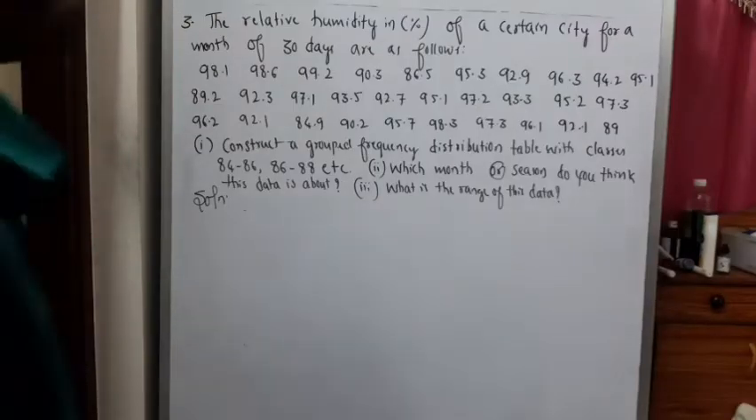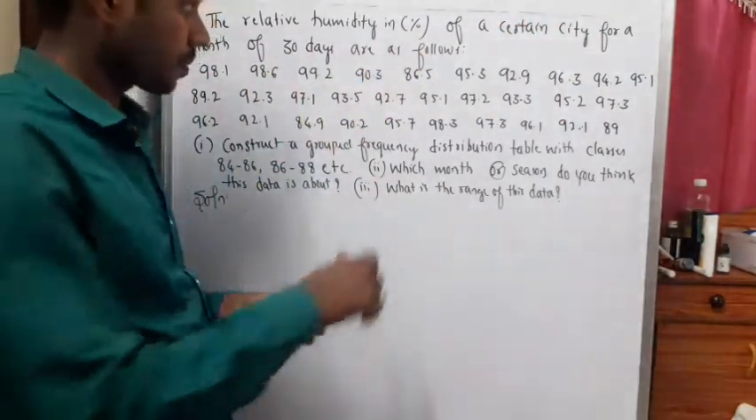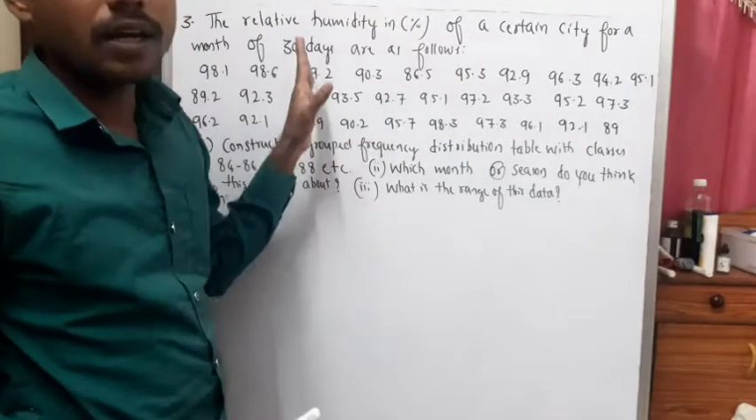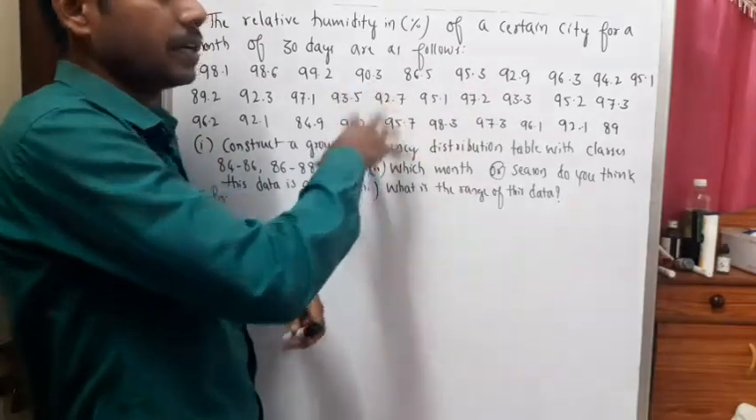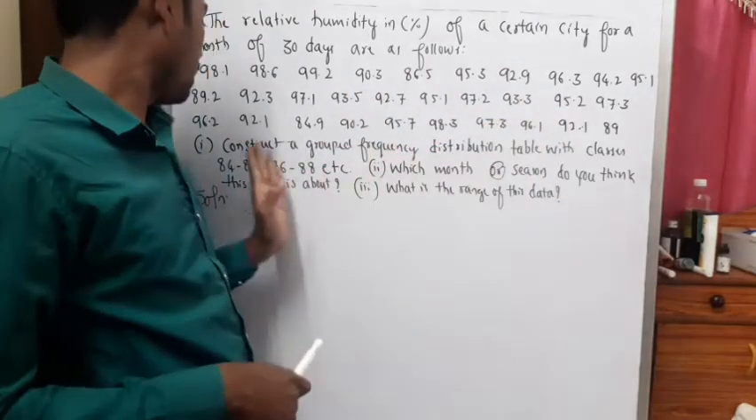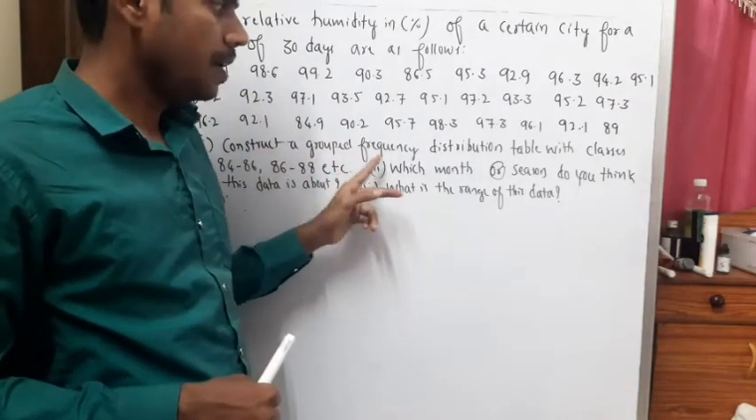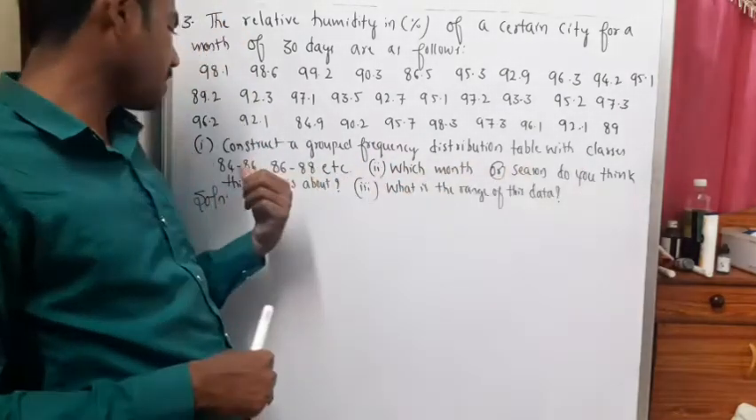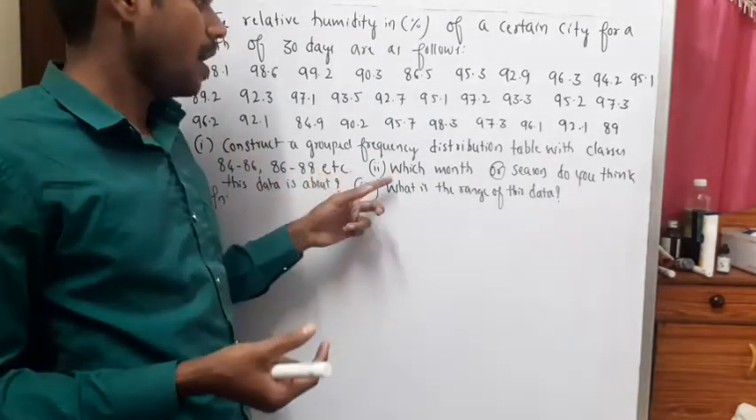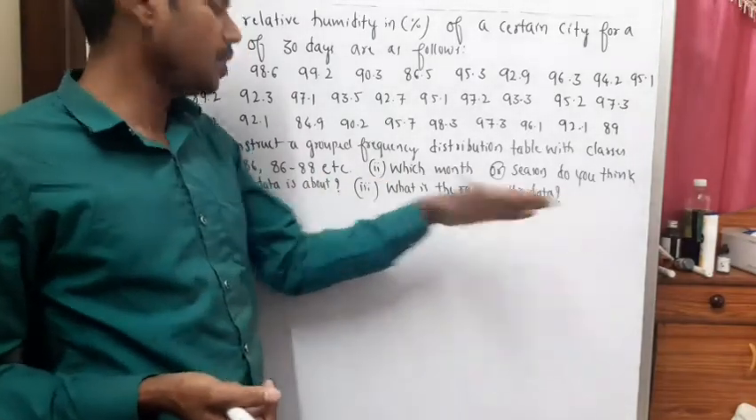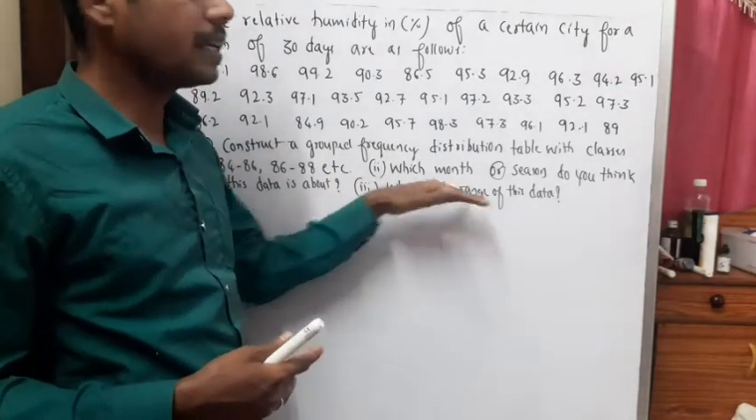Question: the relative humidity in percentage of a certain city for a month of 30 days is as follows. This is the data related to one of the cities. For 30 days, what is the relative humidity? They have given this data, and using this you need to construct a grouped frequency distribution table with classes 84 to 86, 86 to 88. They have given the class size. The second sub question is, which month or season do you think this data is about? And what is the range of this data.